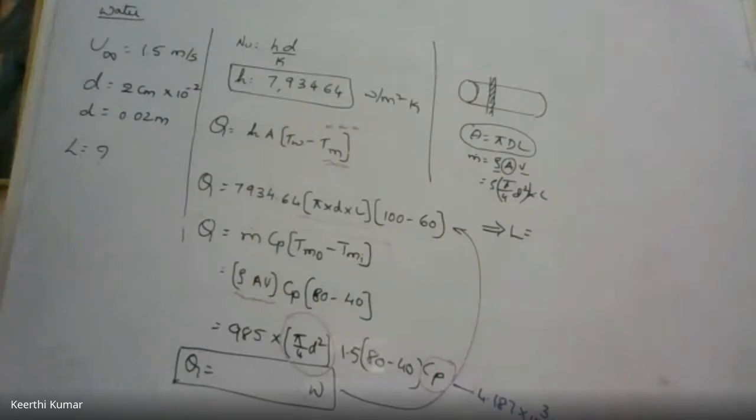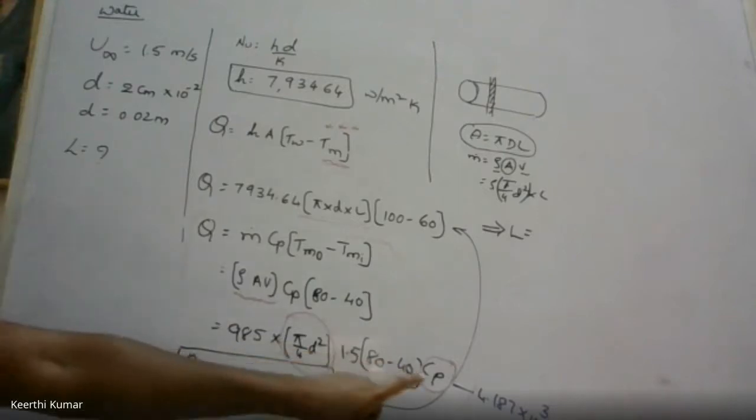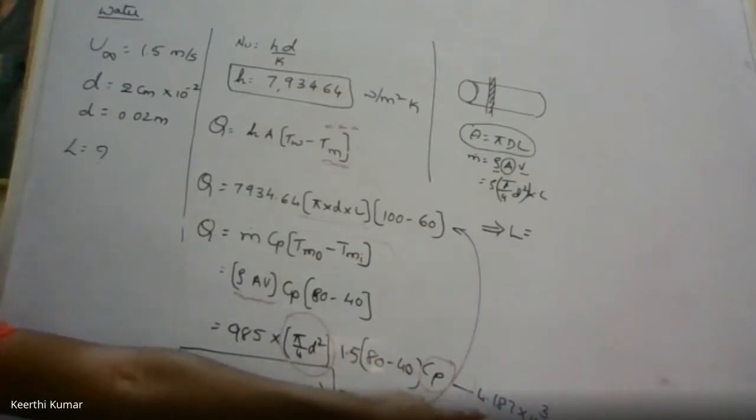Okay, not same. Why? Because the Cp value at Tm we had taken as 4183. But in general, it will be 4.187. Here it is 4.183. That is the only change. Because of only a small change, we got the value of L almost the same. But you should remember, the value of Cp should always be 4.187 into 10 to the power of 3. This only we are supposed to take, not with respect to T mean.